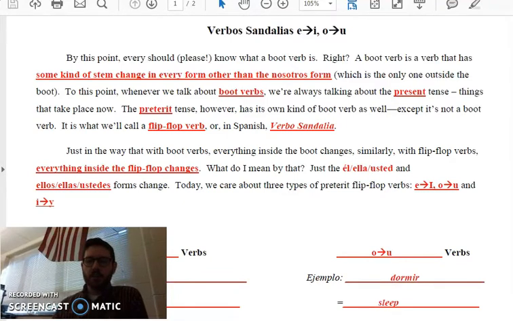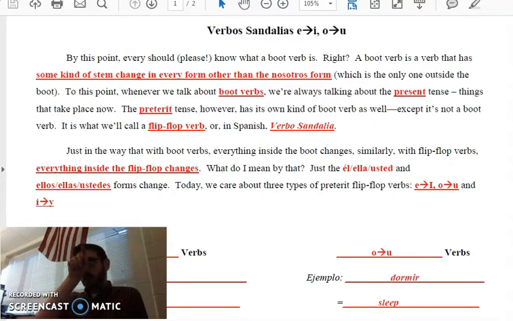If you learned that last year with Señora Eisenhower. Remember that in the present tense there are all sorts of boot verbs. O to UE, E to IE, E to I, U to UE. And when you draw the conjugation chart, it looks like a boot, which is why they're called boot verbs. And to this point, whenever we talk about boot verbs, we're always talking about the present tense, things that take place now. The preterite tense, though, the tense we've been working with for the past month and a half or so, also has its own types of boot verbs, except that they're not boot verbs.